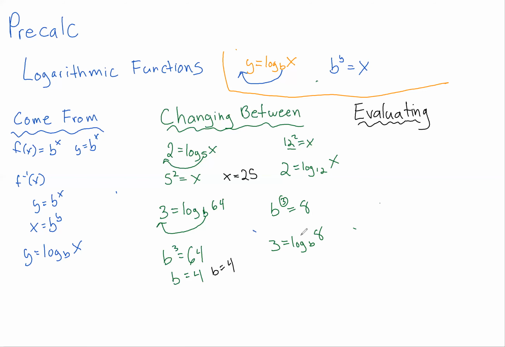We'll do one more, just to try. e is Euler's number, and it's really useful. It's a pattern that we see so much in nature, and we're going to talk a little bit more about it. But e to the y equals 9. The exponent goes outside: y equals log base e, which is the natural log, of 9. So that's just switching between.